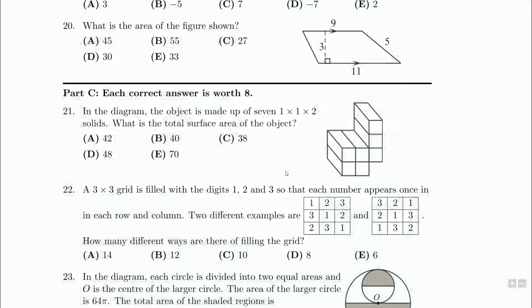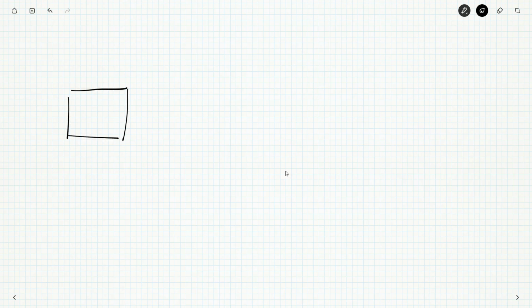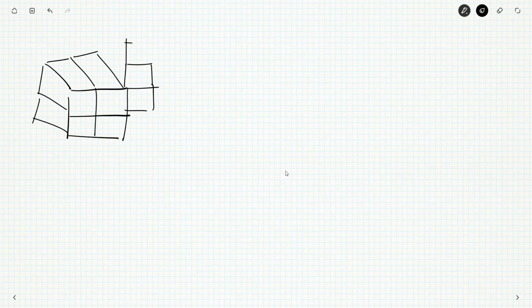Okay, so question 21. In the diagram, the solid object is made up of 7 1 by 1 by 2 solids. What is the total surface area of the object? Okay, so here's our picture. I'm going to go ahead and draw another copy of this picture. Looks like with this sort of window we have 4 of these blocks stuck together, and then we go over by 1 and up by 3. We'll double check that in just a second.